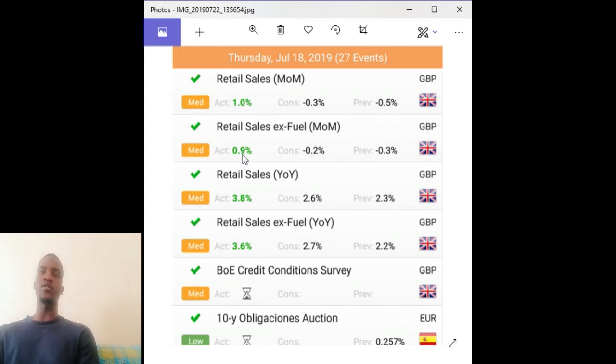For ex fuel we had 0.9. For retail sales yearly we actually had an increase by almost a percentage also. So this is actually good for the economy, because you know that producers are producing their stuff and they're actually reaching the end consumers. So that's actually the basic explanation that I can give you on this. So if you see that your previous was 0.5 and your expected number is 0.3, this is just an increase, so you know that you're actually going to a positive side.